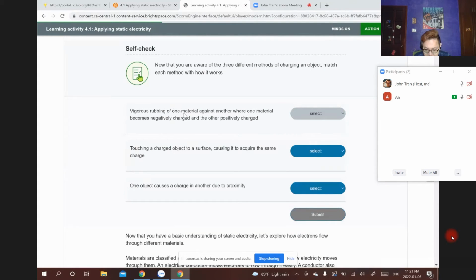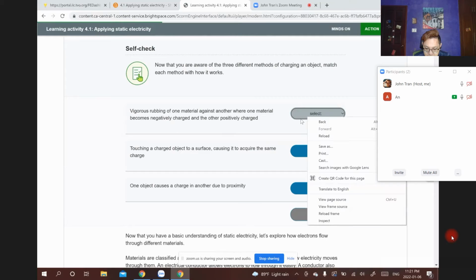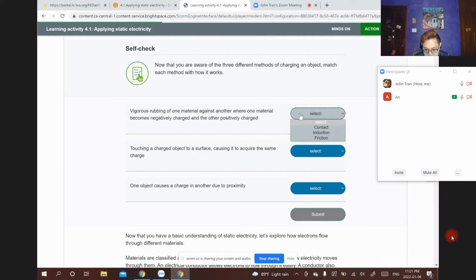Just rubbing one material against another, where one material becomes negatively charged and the other positively charged. So this is friction.